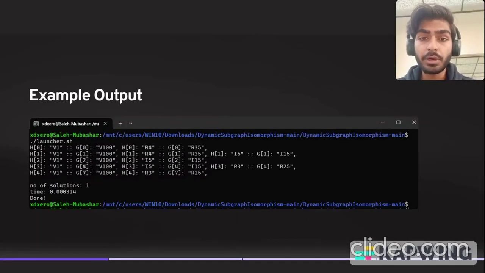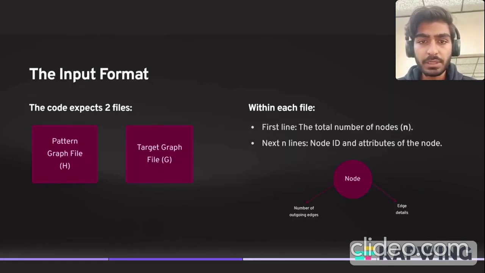Next, let's discuss the input and output of the code provided by Oberoi and his team. The algorithm basically maps the edges and the nodes from the pattern graph H to the target graph G. So this basically provides us with the isomorphic subgraphs between the two.